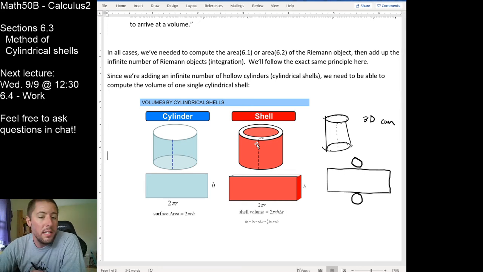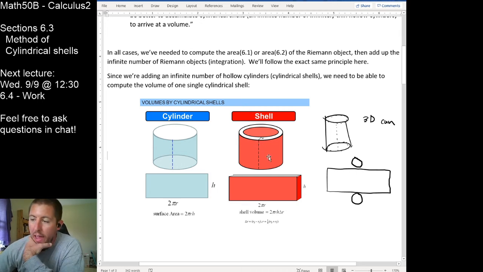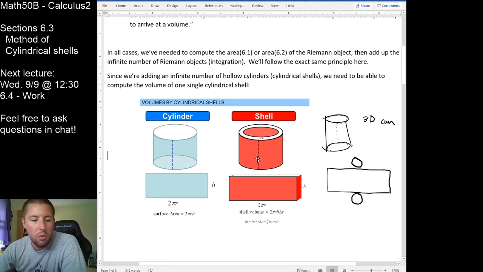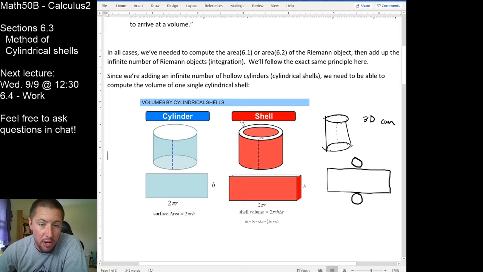Now, one tiny technicality that I'd like to state is this. If this is truly a cylindrical shell, a 3D object, then it's not really a Riemann object, right? With Riemann objects, we're adding up 2D objects to get a 3D object. A Riemann object here would be the infinitely thin shell. The shell that you're looking at, it's not infinitely thin. So I just want to state this geometrically, so we're all on the same page here.